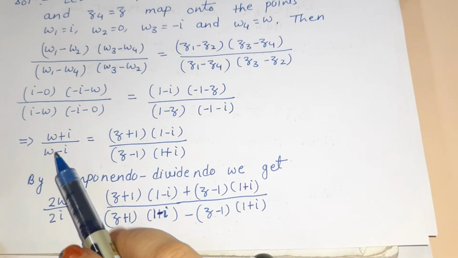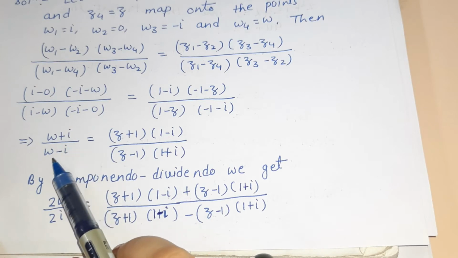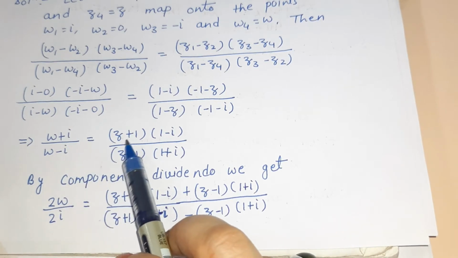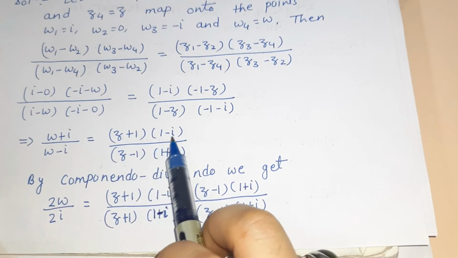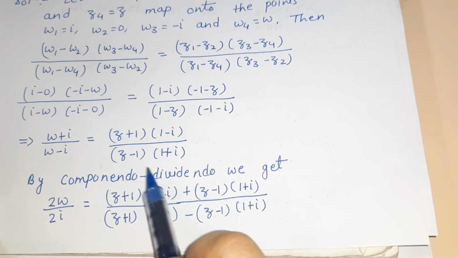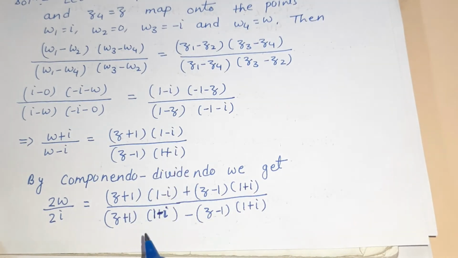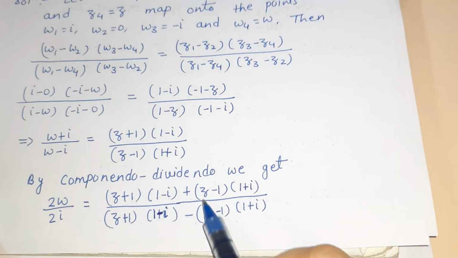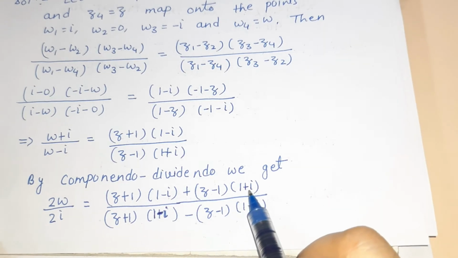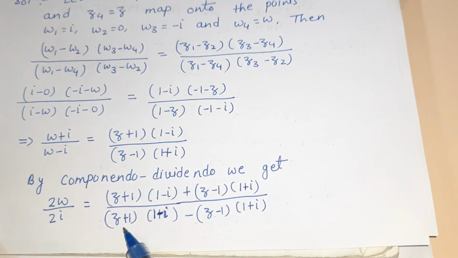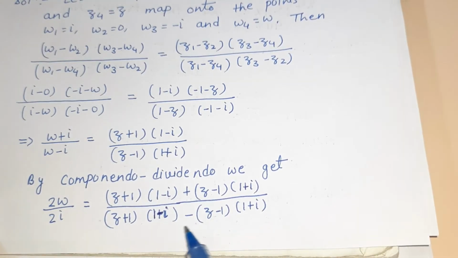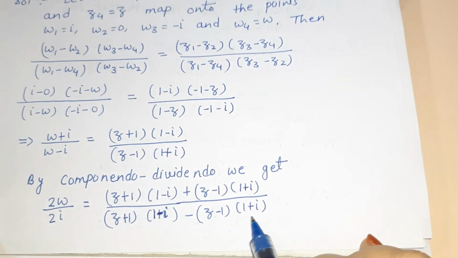To solve this equation, (w + i)/(w - i) is equal to (z + 1)(1 - i) divided by (z - 1)(1 + i). We use the componendo and dividendo rule. So what we get is 2w by 2i is equal to, on the right-hand side, [(z + 1)(1 - i) + (z - 1)(1 + i)] divided by [(z + 1)(1 - i) - (z - 1)(1 + i)].